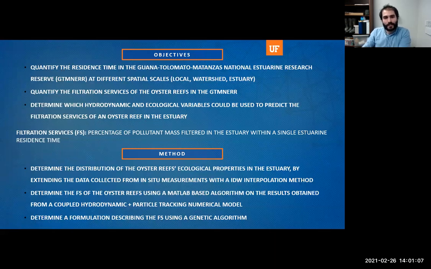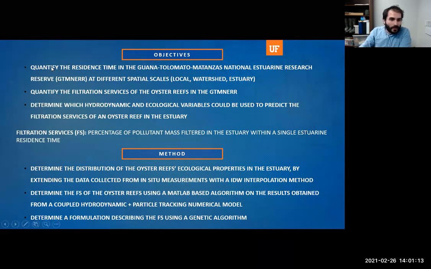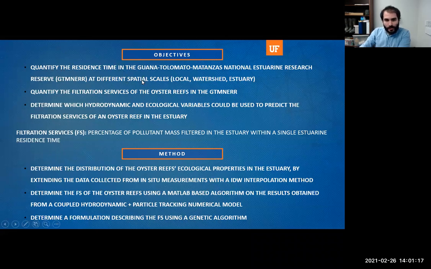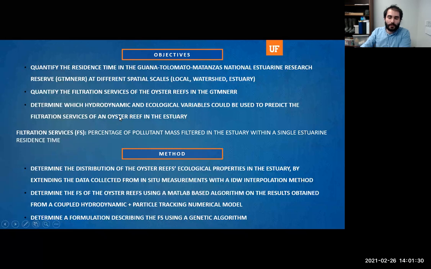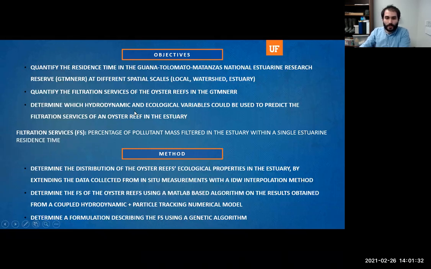To achieve our results, we have different objectives. We want to quantify the residence time in the GTM NERR at different spatial scales: the local, the watershed, and the estuary scale. Then we want to quantify the filtration services of the oysters in the area and to determine which hydrodynamic and ecological variables could be used to predict the filtration services of the oysters inside the estuary.